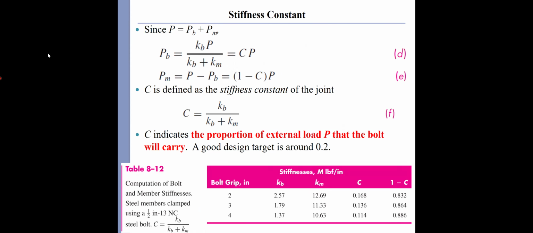Okay, and we define a parameter C, right? Which is the terms of KB over KB plus KM. And the PM equals to the P, the external load, minus the PB, equals to 1 minus C times the P. Okay, and here the C is defined as the stiffness constant of the joint. And the C indicates the proportion of the external load P that the bolt is carrying.